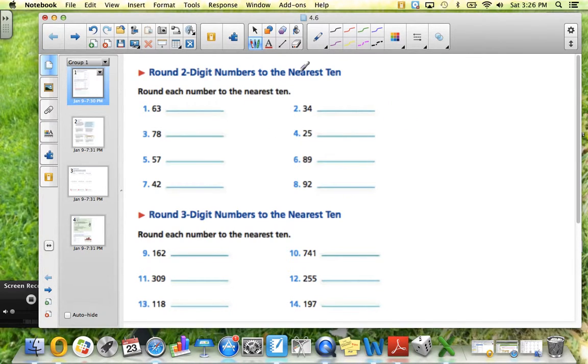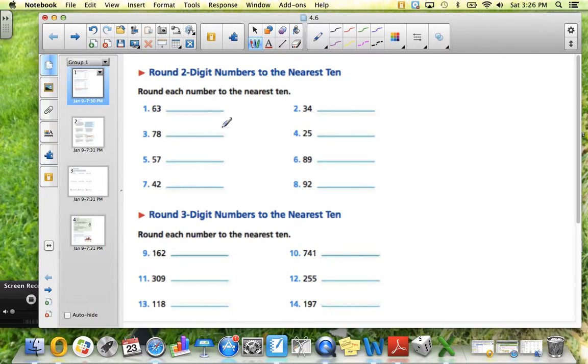It says round two-digit numbers to the nearest 10. Round each number to the nearest 10. So something that helps is to underline the number in the tens place. Look at the digit to the right, which is the ones place, to decide whether to round up or down. If it's 0 through 4, you're going to round down, and if it's 5 through 9, you're going to round up. So your hundreds count bys up to 100 will help you, like 10, 20, 30, 40, 50, and so on.